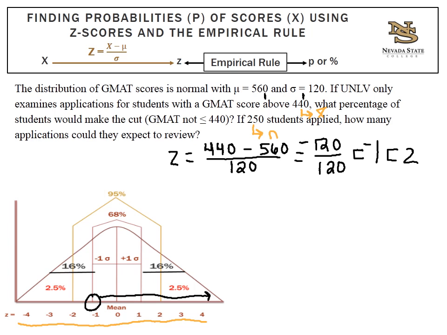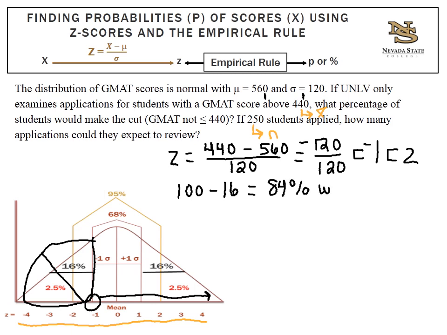We could simply say, all right, well, we know 16% of students would not make the cut, right? Because they're at or below 440. So all these students, sorry about your luck. We're not even going to look at your application. Your GMAT score is too low. So you could take 100 minus 16, and you could arrive at 84% would make the cut.